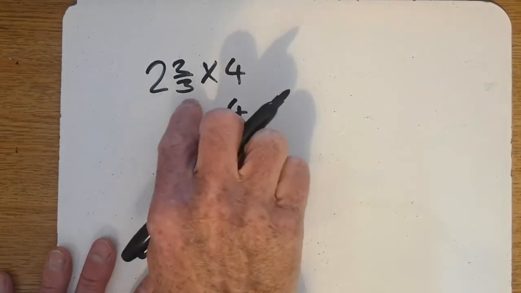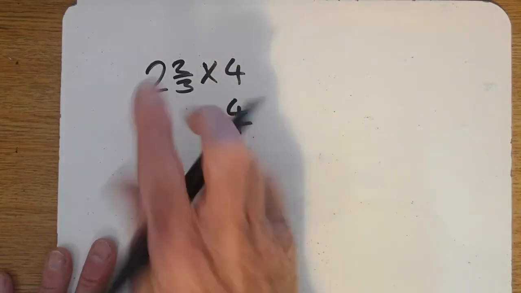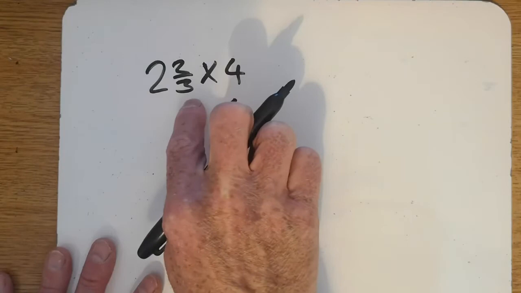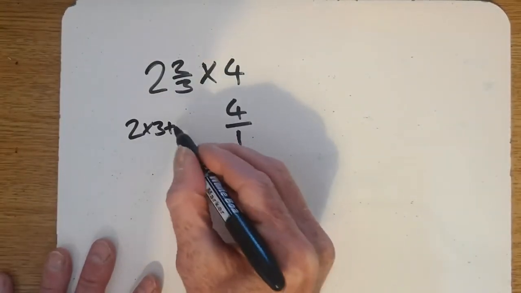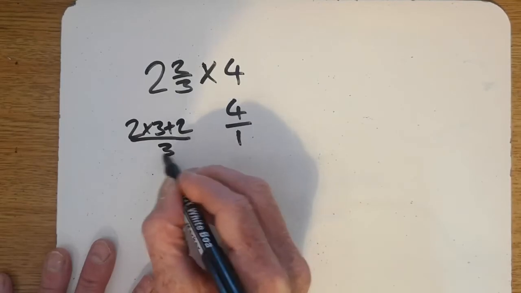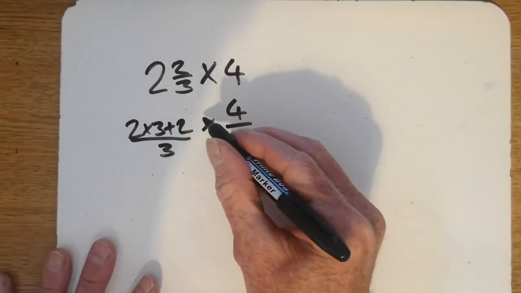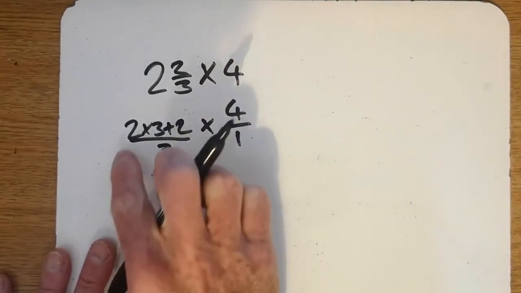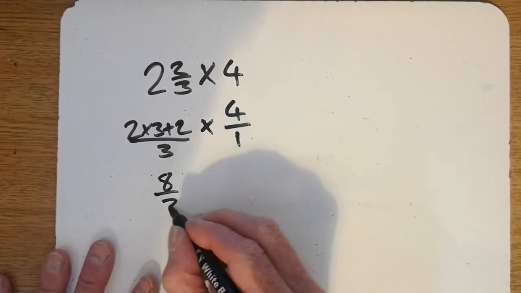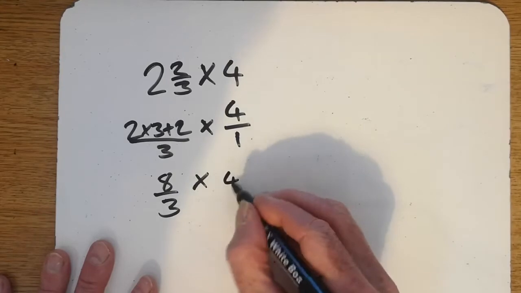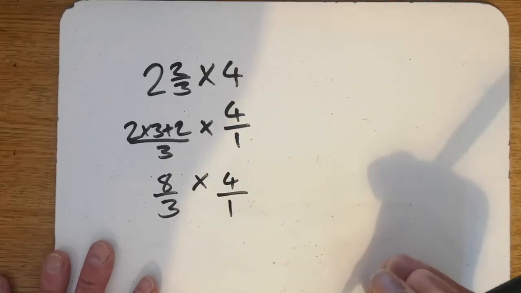And if I look at this number over this side, I'm doing the same thing I've done before. Big number times this bottom number, add the top. 2 times 3, add 2, all over 3. Obviously multiplying these two together. 2 times 3 is 6, plus 2 is 8. 8 over 3. I'm multiplying that by 4 over 1.